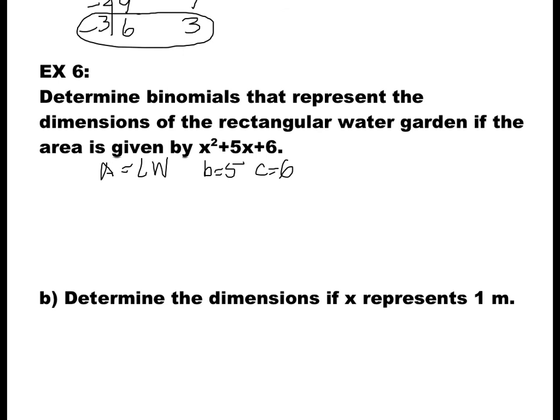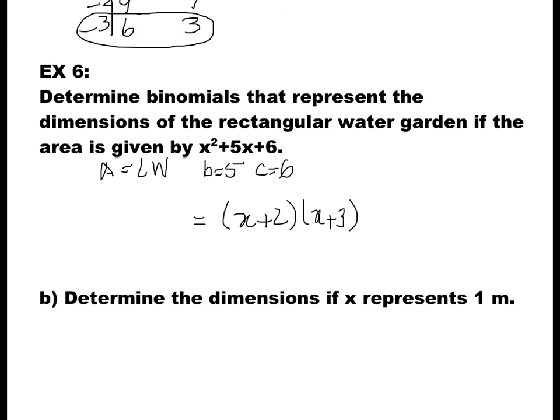So I can write the above equation as x plus 2 times x plus 3. Again, x times x is x squared, x times 3 is 3x, 2 times x is 2x, so 3x plus 2x is going to give you 5x, and 2 times 3 gives you 6.